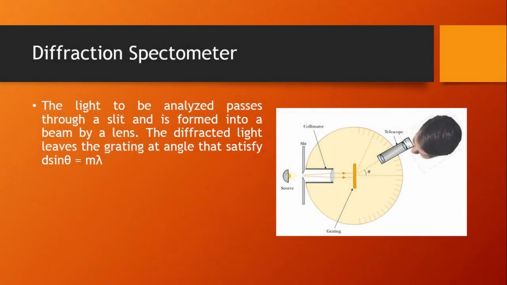A schematic drawing of a simple apparatus used to measure angle in diffraction pattern is shown in the figure. This apparatus is a diffraction grating spectrometer. The light to be analyzed passes through a slit and a collimated beam of light is incident on the grating. The diffracted light leaves the grating at an angle that satisfies the equation d sine theta equal to m lambda, and a telescope is used to view the image of the slit. The wavelength can be determined by measuring the precise angle at which the image of the slit appears for the various orders.